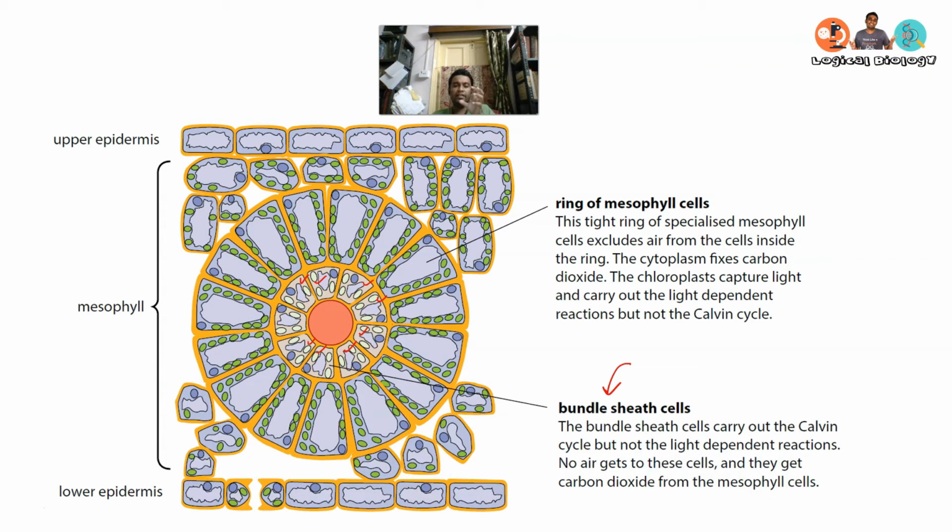It's special cells which are present surrounding the vascular bundle. So definitely this will be a vascular bundle, right? Surrounding this bundle sheath cells, you have the rings of mesophyll cells. Now, children, not to forget, these mesophyll cells are the photosynthetic cells. That means these are the cells where photosynthesis can take place. That means these are the cells where Rubisco will be found.